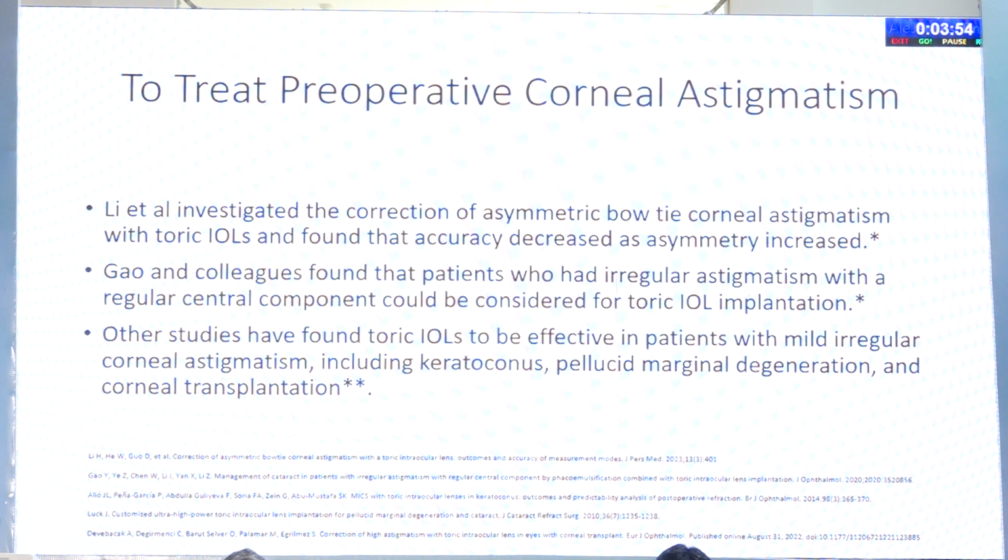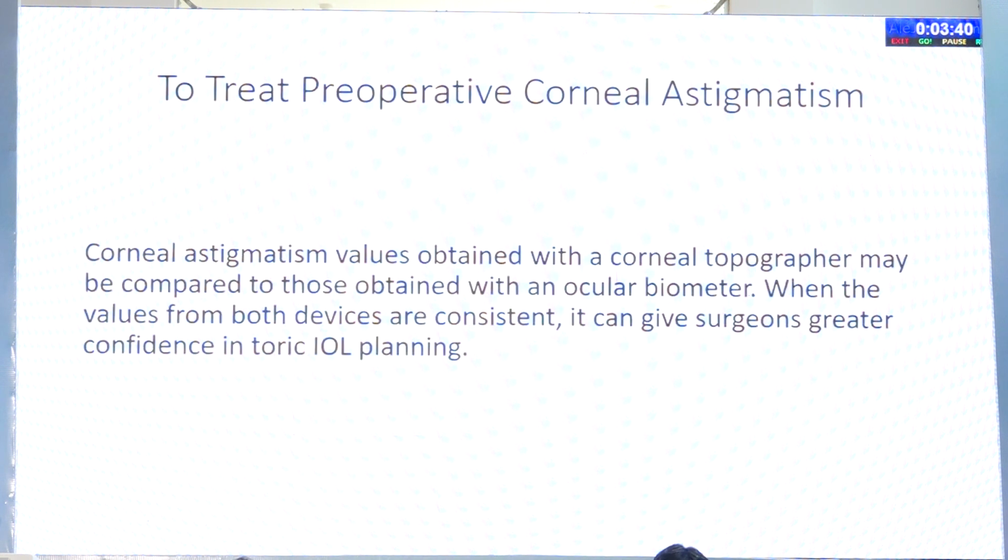There are also studies which say that irregular astigmatism can be corrected with a toric IOL if the central 4.5 mm has a regular pattern. All of this is done using a topography, and only when you have a topography can you validate your measurement postoperatively. To conclude, to be more practical, if the corneal astigmatism value obtained with the corneal topographer and with your biometer is the same, then you are probably good to go ahead with your toric IOL planning.